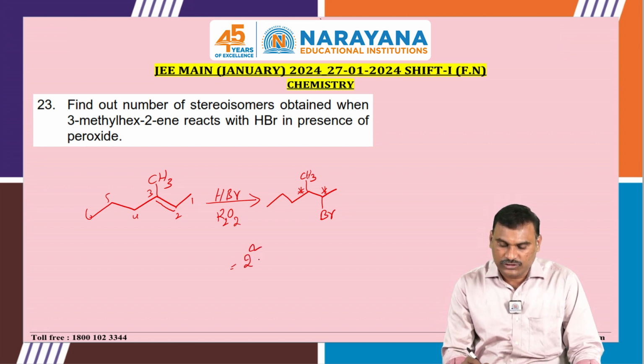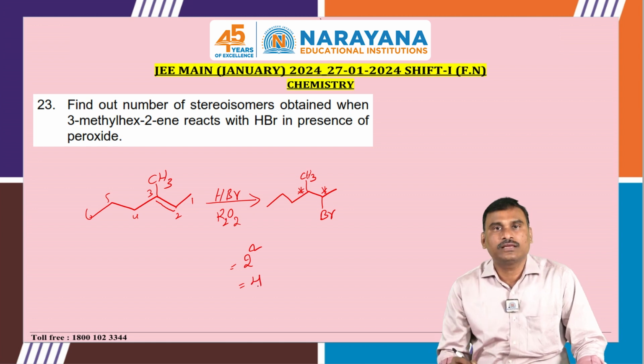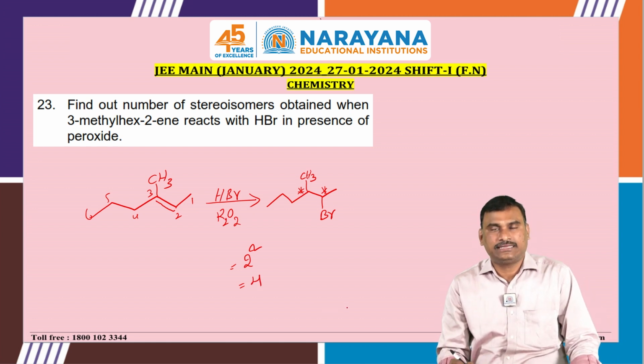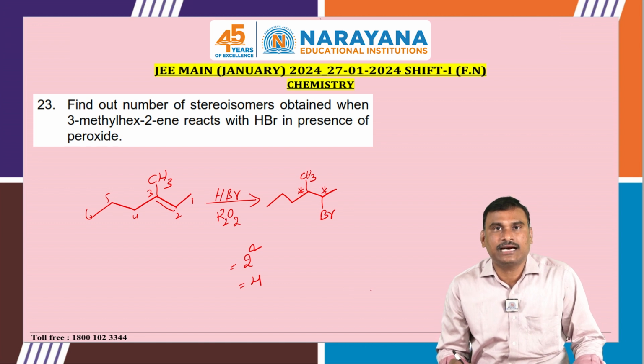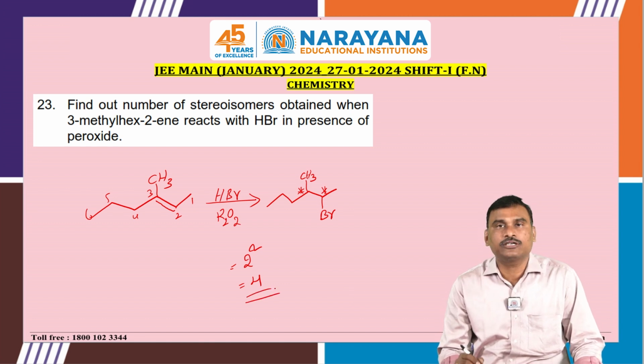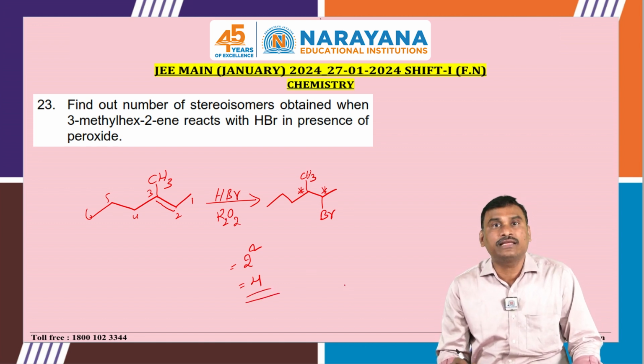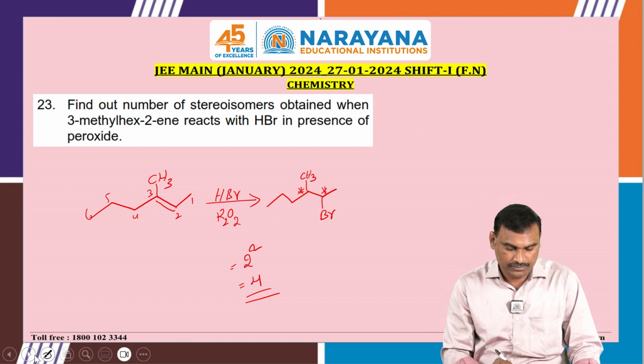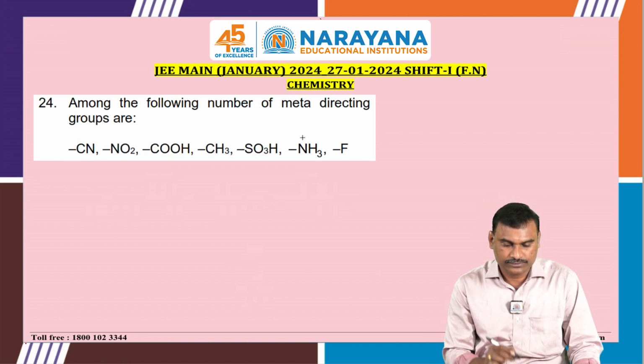The possible number of stereoisomers is 4, that is RR, SS, RS and SR. These 4 stereoisomers are possible for the major product formed. Now let us go for the next question.